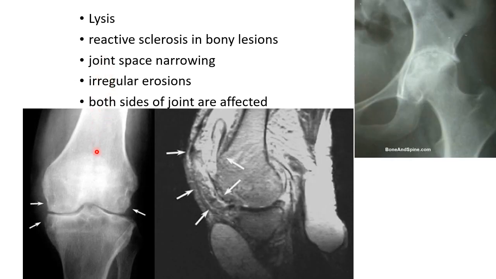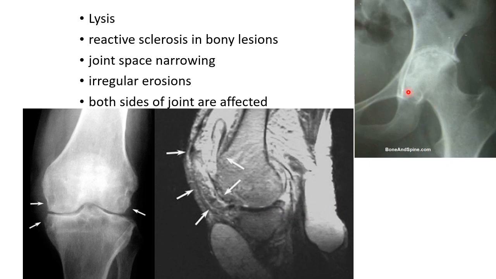Let us see about the radiological findings of joint tuberculosis. This picture shows X-ray of knee joint affected by tuberculosis. There is lysis, reactive sclerosis, joint space narrowing, and irregular erosions. Both sides of the joint are affected. This picture shows MRI of the same findings.